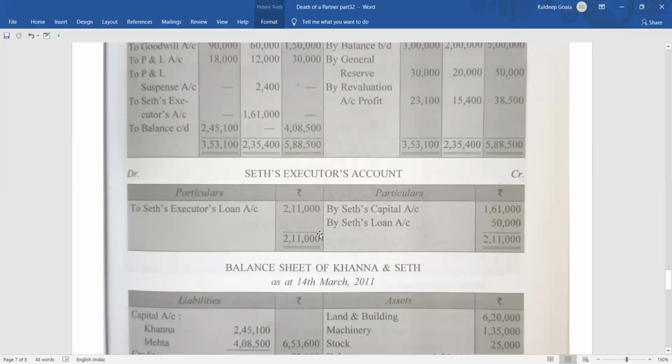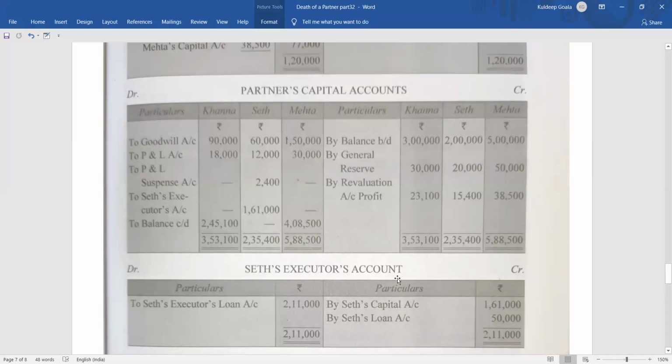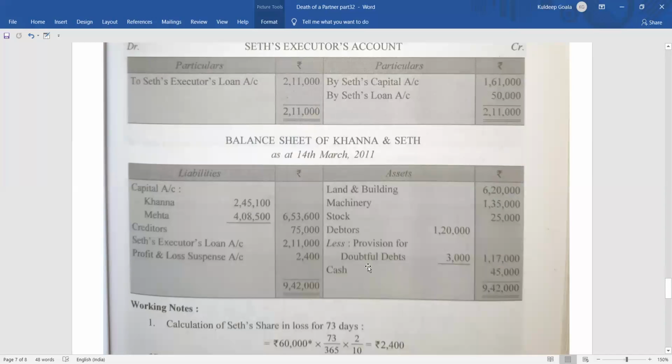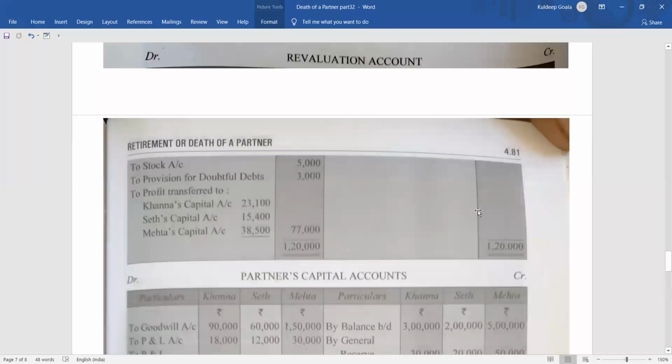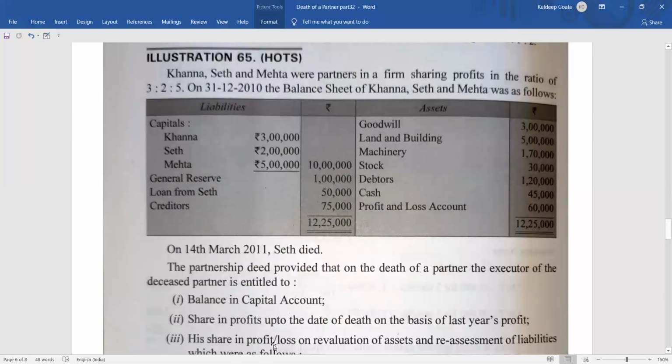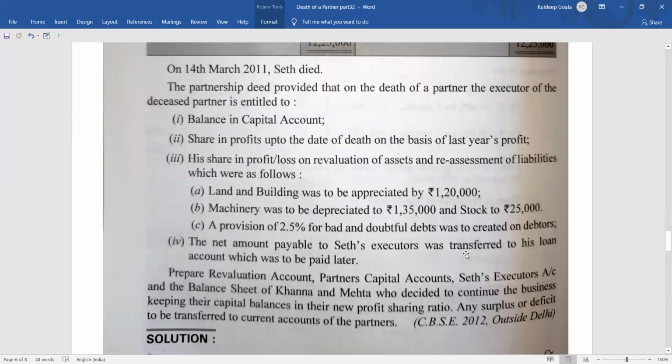Okay, and now we'll go for preparing the balance sheet. I hope all of you understood this. If it is a little difficult, then hear it again, it will be clear. So, coming to the balance sheet, in the asset side, we have land and building 6,20,000. Because you have already seen that land and building was 5 lakh, right? Along with that, we saw that there was an appreciation of 1,20,000, so it became 6,20,000.